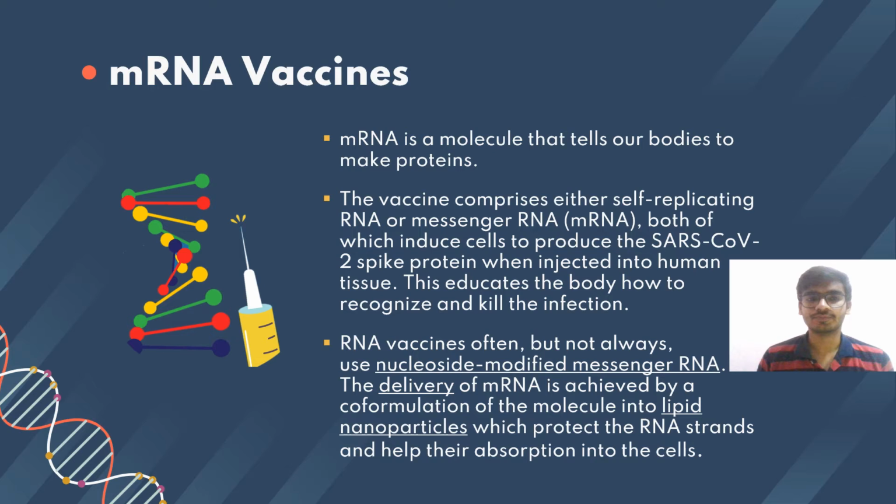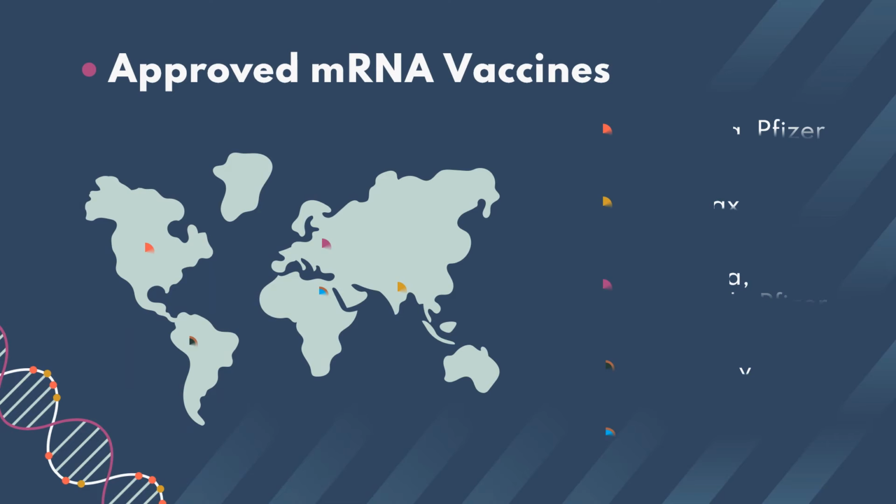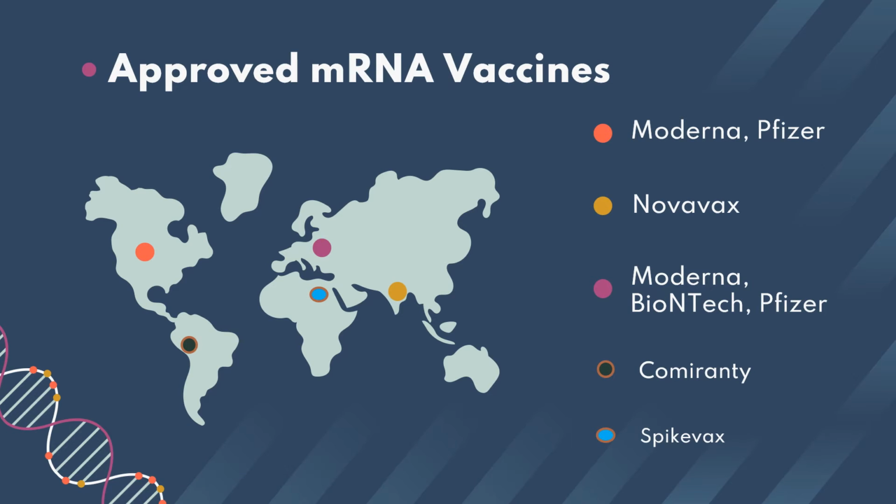Let's have a closer look at the mRNA vaccines. mRNA is a molecule that tells our body to make proteins. So, mRNA vaccines send a message to our cells to produce the protein that attacks the COVID-19 virus. This educates the body how to recognize and kill the infection. Here are some mRNA vaccines approved by various governments across the globe.